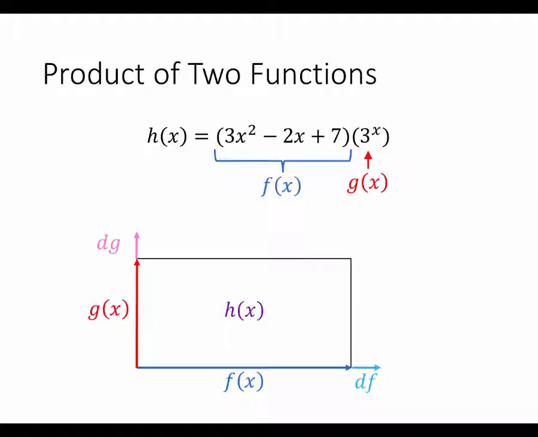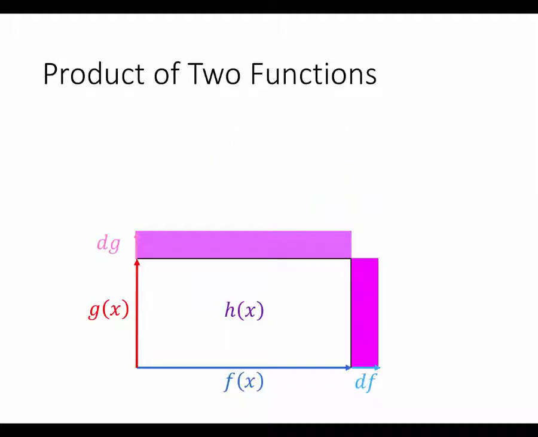Next, let's think about what happens to the area as we increase x by a tiny amount. As x increases, f of x changes by df, and this changes the area of the rectangle. Similarly, g of x changes by dg, and this also changes the area of the rectangle. Next, we can think about how much the area changed by. So, as x increases, then the area changes by delta h. And if the change in x is small enough, then we call this dh.